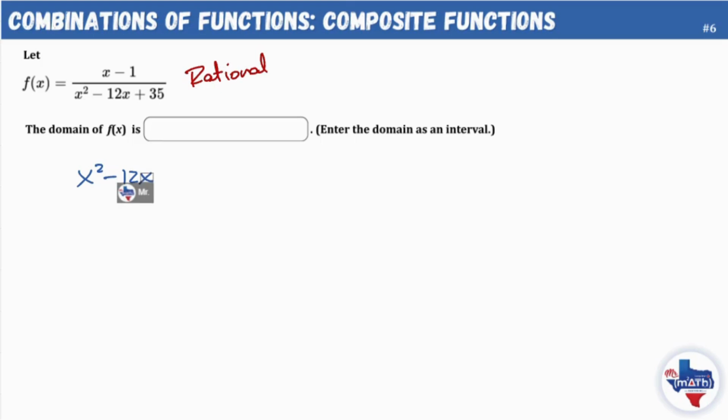x squared minus 12x plus 35 equals 0. That's our denominator. Okay, we're going to find when this is equal to 0 and then we will exclude it. So how do we solve this quadratic equation? We can use multiple methods. A simple one will be factoring.